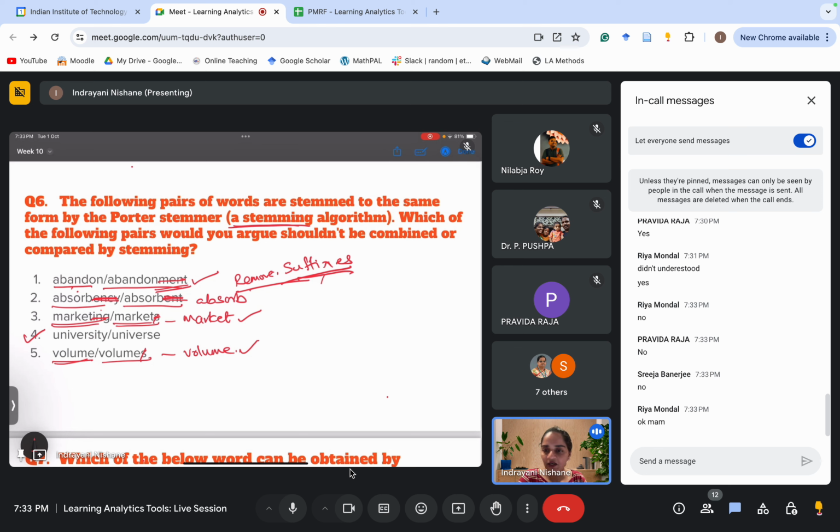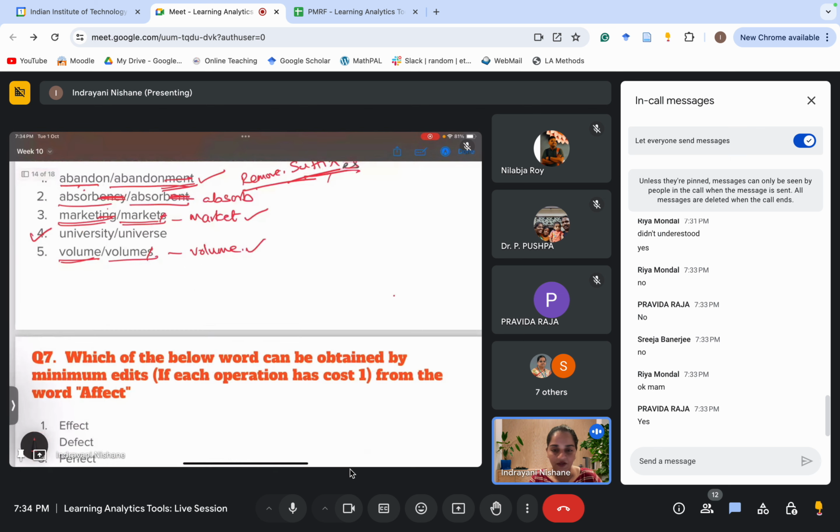Is this clear for everybody? We will just try to remove the suffixes, the alphabets at the end, and check if we can deduce a meaningful word from those. In university and universe, the word which was getting deduced was not meaningful. That's why this is the correct answer, that we can't combine universe and university. Okay, I'm moving ahead to the next question.